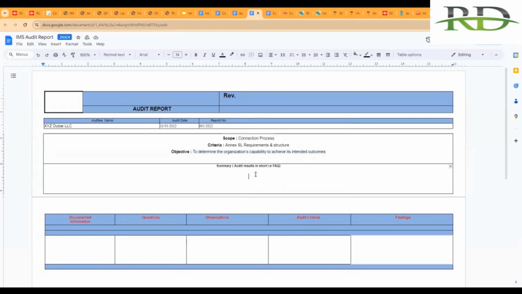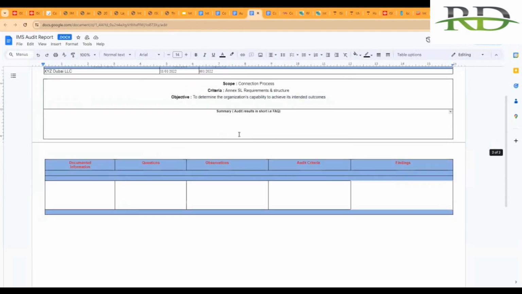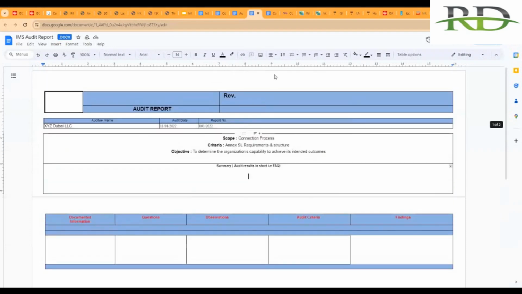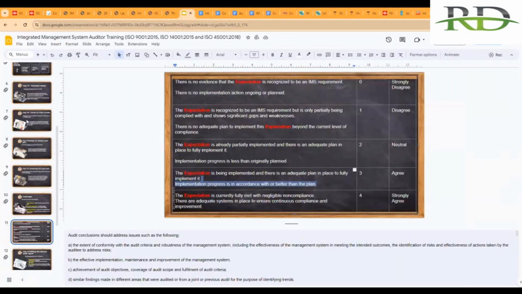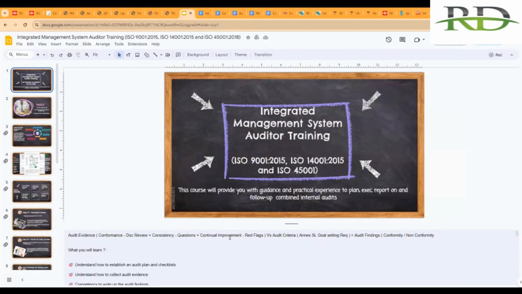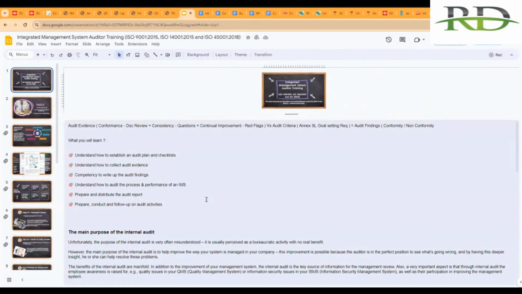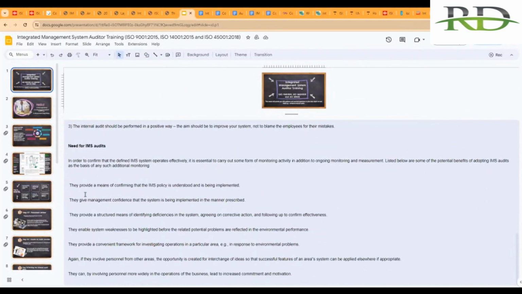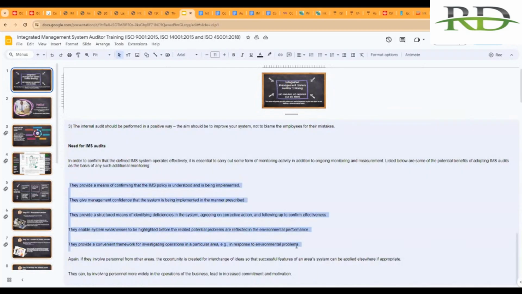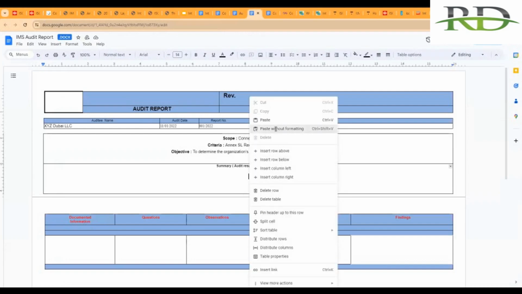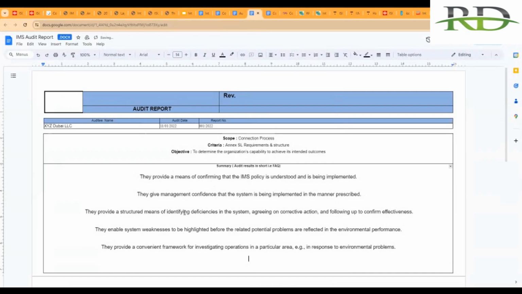And then the summary of the audit now. How exactly do you summarize the audit findings? The best way to summarize the audit findings is to write the frequently asked questions. So you come over here and look for reasons why exactly people conduct audits. These are some of the reasons why people conduct IMS audits, so you can use that to summarize your audit findings.